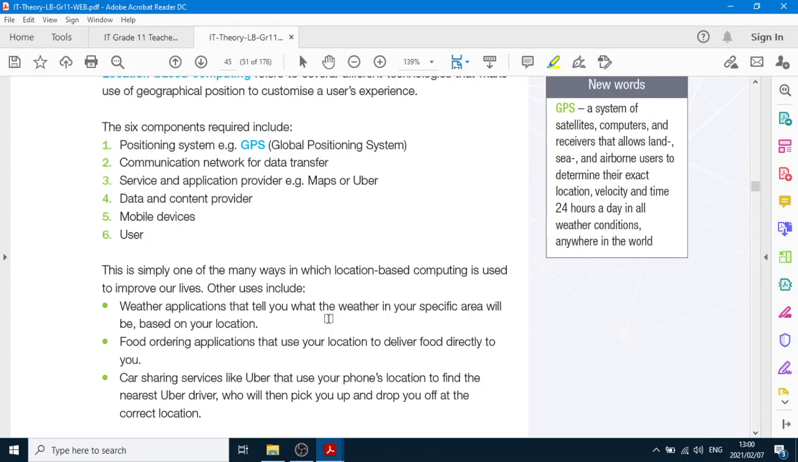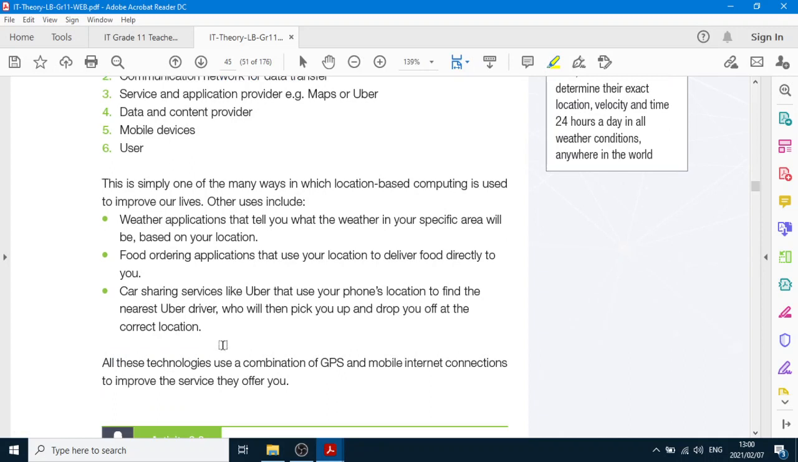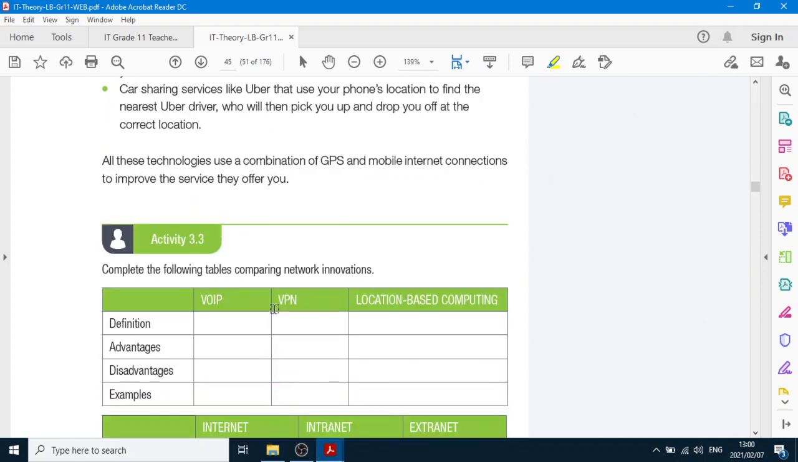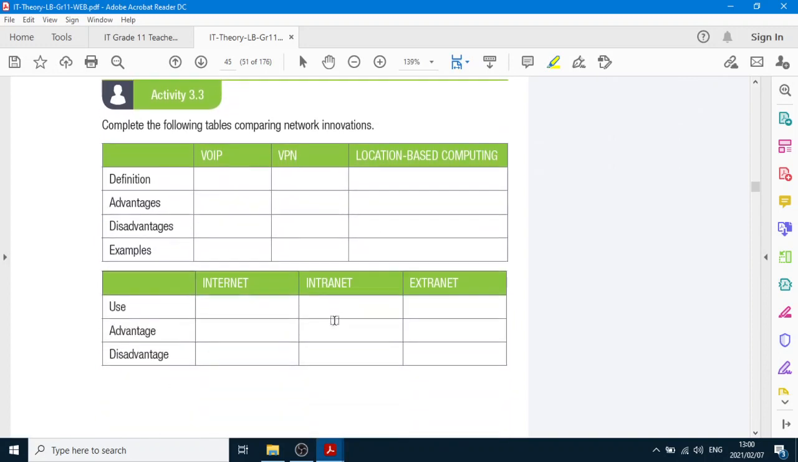So there's many ways that we use location-based computing. Weather applications for your specific area, food ordering, car sharing like Uber. It's used all the time. So we have advantages and disadvantages of all of these things. So let's go and have a look at that table quickly.